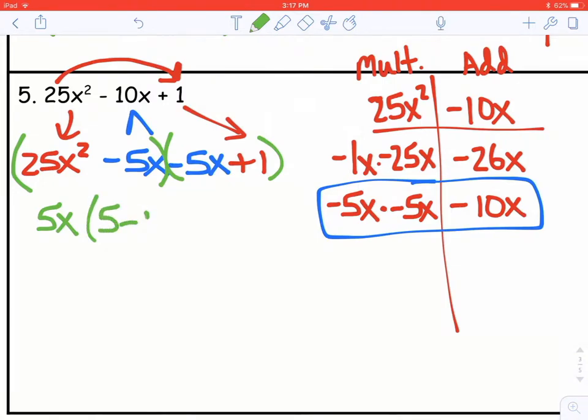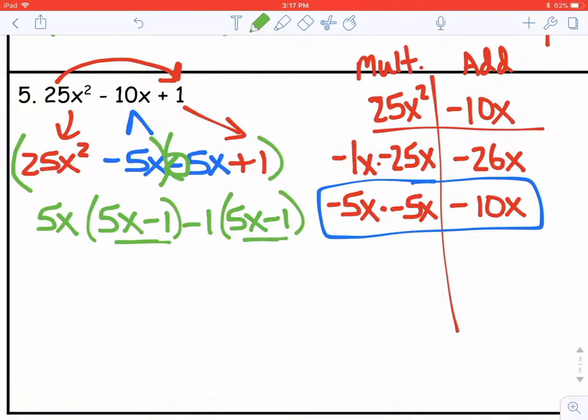And then we have 5x minus 1 left over. From the second group, you can take out a negative 1 is all we could take out of negative 5x plus 1. But then you still have 5x minus 1 left over. And remember, these two always have to match. That's very important.